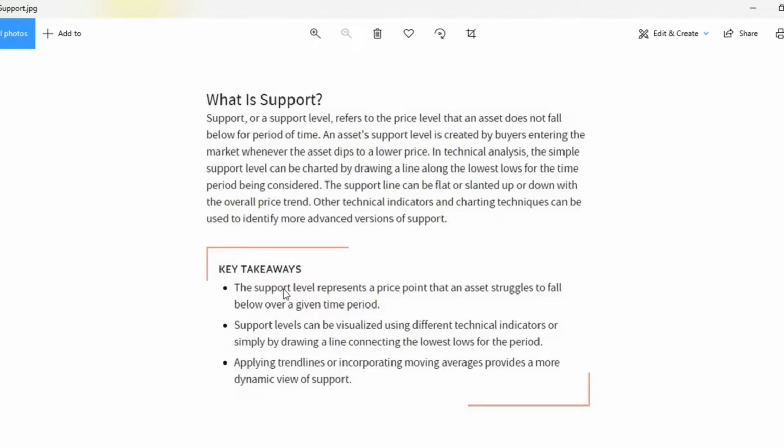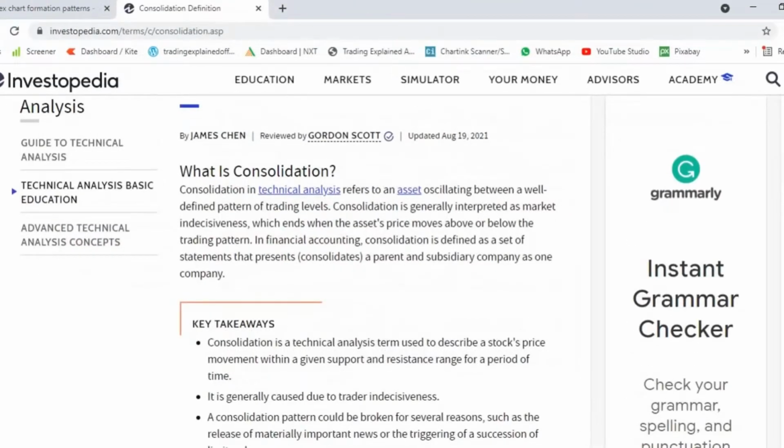So, key takeaways: the support level represents a price point that an asset struggles to fall below over a given period of time. Support levels can be visualized using different technical indicators or simply by drawing a line connecting the lowest lows for the period. Applying trend lines or incorporating moving averages provides a more dynamic view of the support. Now just ignore all this. Moving averages is a kind of indicator. We'll understand that later. But for now, let me give you examples of support.